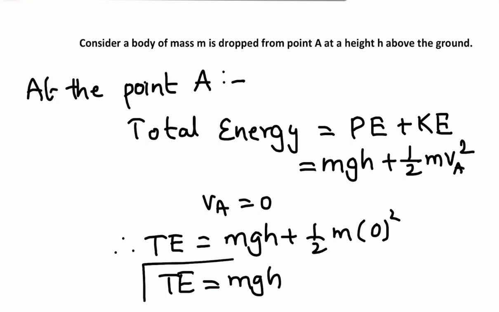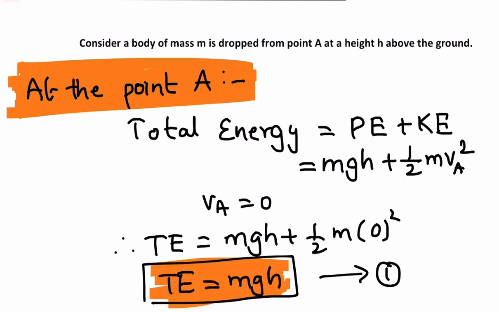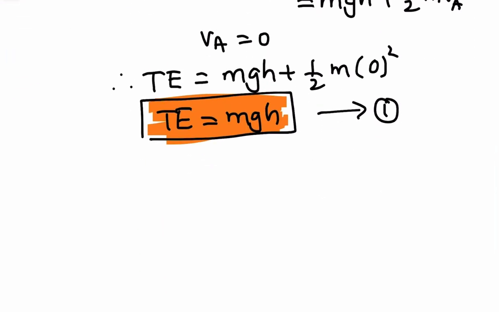Let it be equation number 1. Since VA is equal to 0, here the total energy is equal to mgh. Now we have shown here that at the point A, total energy is mgh. Now let's proceed to the next point, the point B.